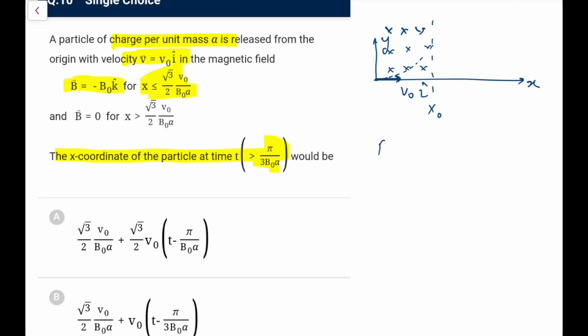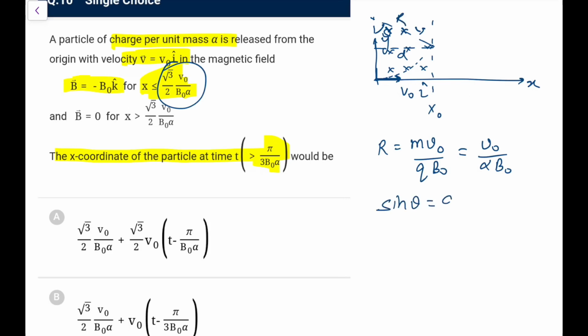Let me check if it completes or not. First of all, radius of the path would be m v naught upon q B naught, and q by m is alpha, so that is v naught upon alpha B naught, and this distance is definitely lesser than this, so I can directly say it won't complete the circle. So let's say this is the center, this would be the radius, so I can make out by how much angle it turns. If this is d or x naught, this is d by r, so I directly remember sine theta is d by r. This d is root 3 by 2 v naught upon B naught alpha, and this is again v naught upon B naught alpha. This goes, this is root 3 by 2. That means theta is 60 degrees.